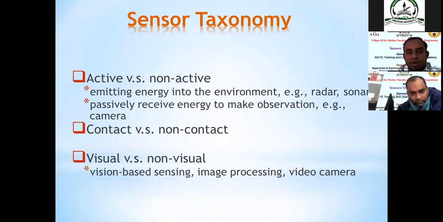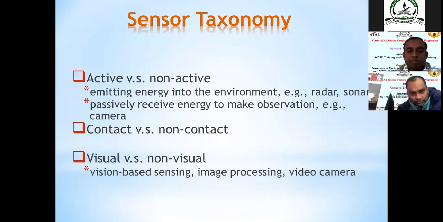Otherwise, we can divide sensors based on whether they are active or non-active, meaning whether the sensor emits any energy or not. If in the mechanism energy has to be emitted, and after that it receives that energy reflected from some surface, then we call it active type. So radar and sonar are the active type. Passive means, for example, a camera, which does only the observation: it receives the energy and does the observation.